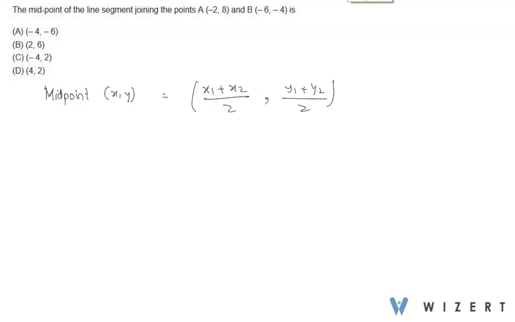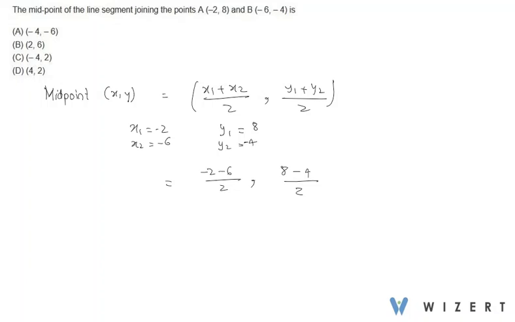So we can find the midpoint by simply putting these values here, where x1 is -2, x2 is -6, y1 is 8 and y2 is -4. So we get (x, y) equal to ((-2 - 6)/2, (8 + 4)/2). This is -4, so (8 - 4)/2. Let me clear that, 8 - 4.